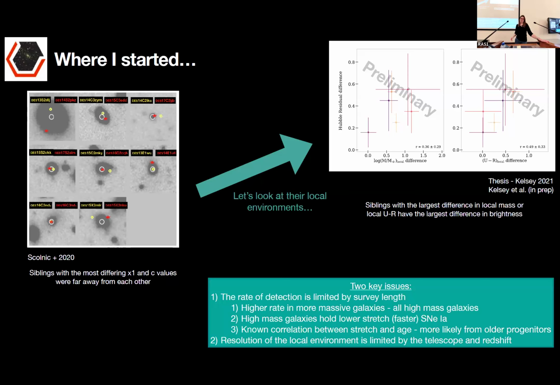These high mass galaxies host lower stretch or faster Type Ias, and there's a known correlation between stretch and age. All of these are most likely to come from older progenitors. The other issue is that when I say I'm looking at their local environments, a lot of these are at a redshift of around 0.6. So due to the resolution of DES, "locally" was still quite a large portion of that galaxy. But let me think, okay, what can I do to improve this situation?